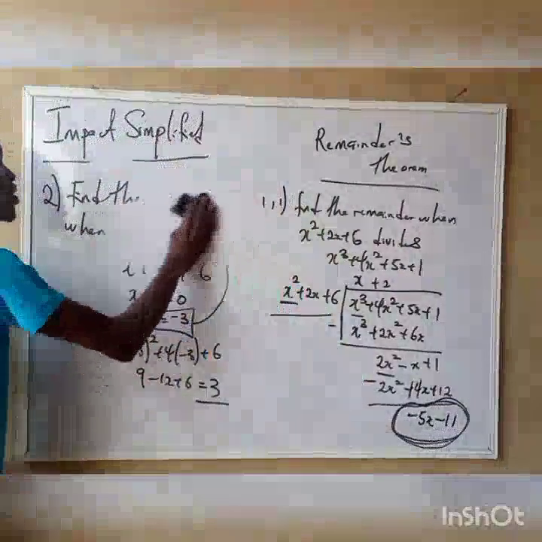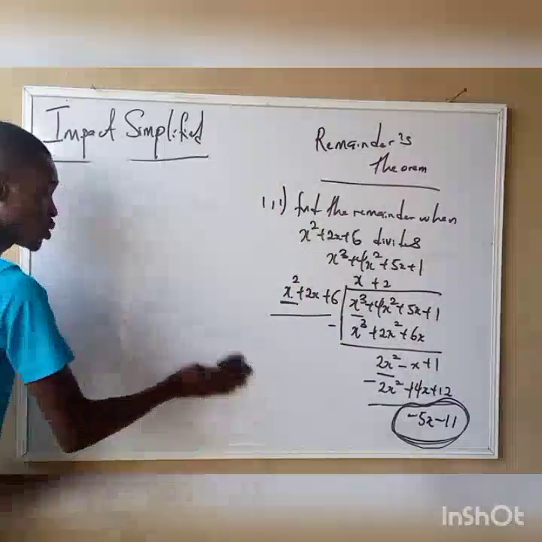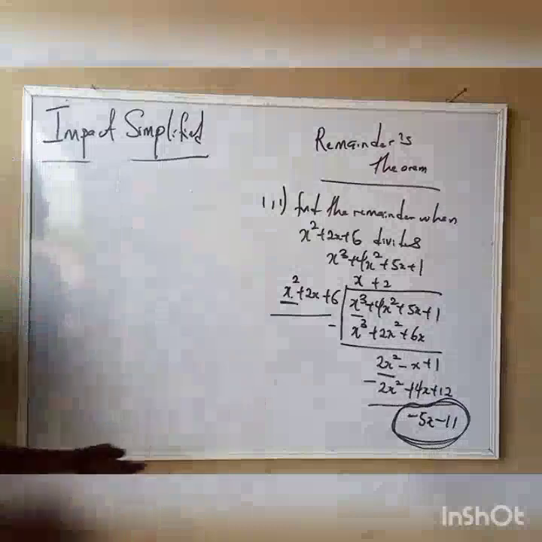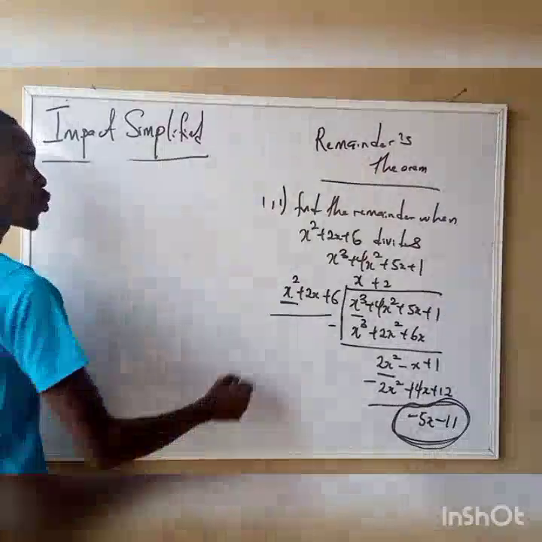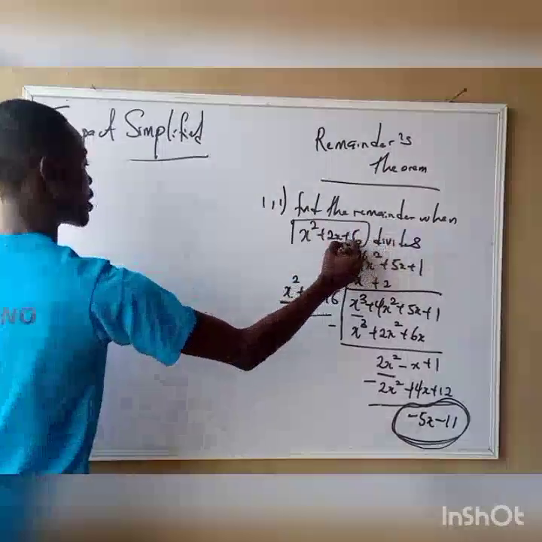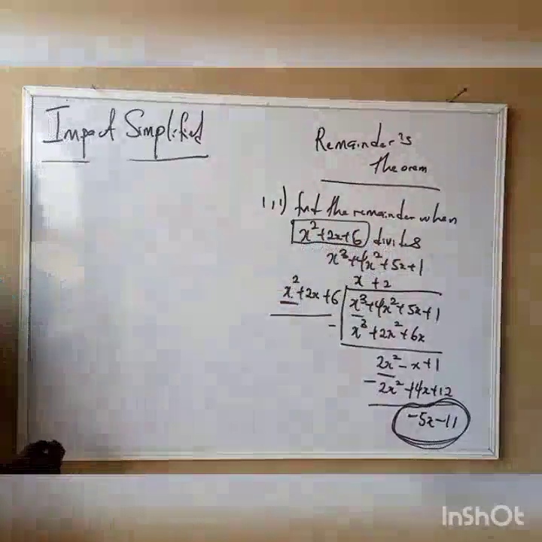So when we have a linear equation, we can always equate the linear equation to 0. We get the value of x and we substitute it inside the bigger equation to get our remainder. But when the divisor is not a linear equation, we have no other choice than to follow the long procedure.